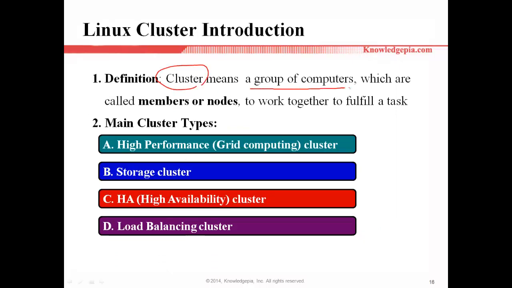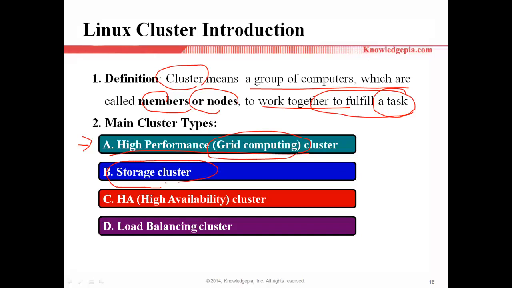Linux cluster introduction. First, what a cluster means. A cluster means a group of computers, and these computers we normally call member nodes. They work together to fulfill a task. Number two, main cluster types. There are four kinds of main cluster types: A, the high performance cluster, normally called grid computing; B, the storage cluster; C, the high availability cluster, normally just called HA; and D, the load balancing cluster.